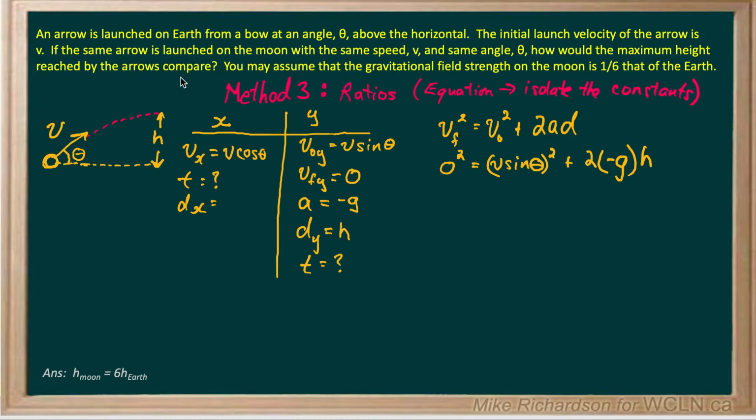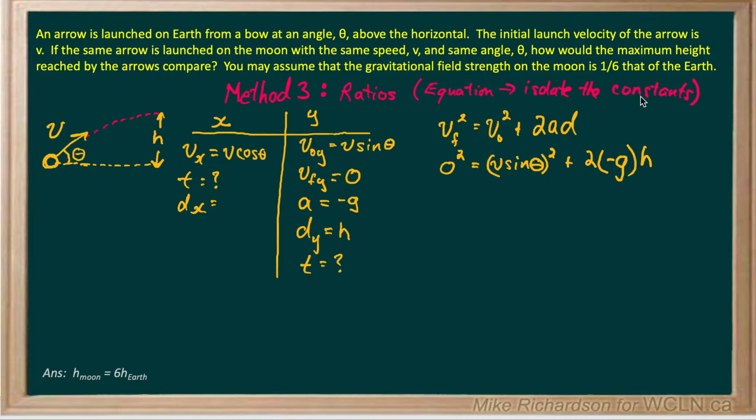Revisiting this question where we've got an arrow on Earth launched at an angle theta and a launch speed v, and we're going to relaunch that same arrow with the same angle and same speed on the moon. And we want to compare how high the arrow goes on Earth compared to how high the arrow goes on the moon. Now this last method uses a method where we get the equation, we isolate all the constants, and by that I mean what's the same on Earth and the same on the moon.